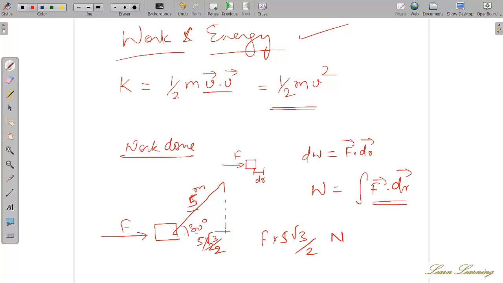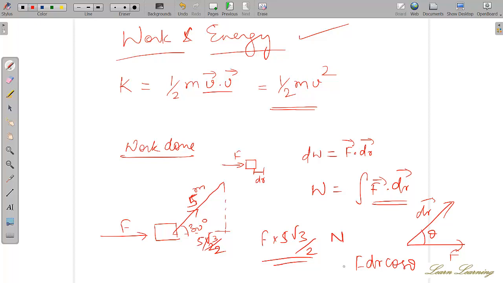When you do this, the same thing will come: force into the displacement vector, dot product. So what is the dot product? This is the force vector and this is the displacement vector, and this is theta. The dot product is F dr cos theta, right? If you see this, it comes the same. So 5 into cos theta, which is root 3 by 2. So basically, what this work means is the force and the displacement along the direction of force.